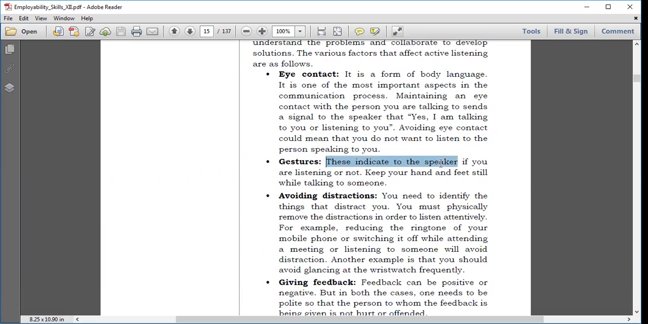Gestures indicate to the speaker whether you are listening or not, right? Gestures are again a part of your body language. It's like keeping your hands and feet still while talking to somebody. If your hands and feet are moving, this indicates that your mind is somewhere else. So always keep your hands and feet still while talking to someone, right? You should be still.